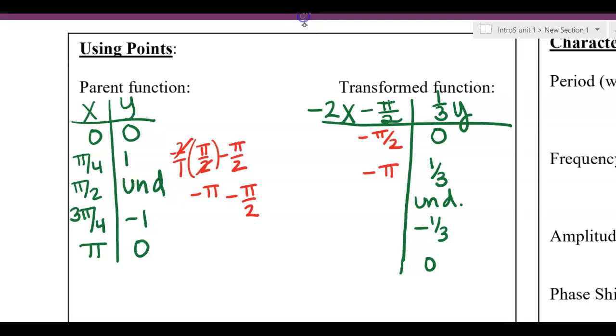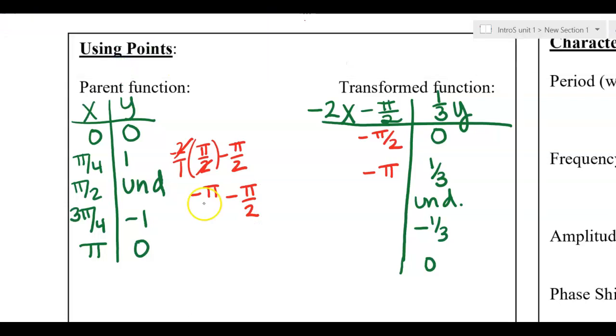But I want a common denominator. Okay, remember our pi currently has a 1 in the denominator, so if I want a common denominator, I'd multiply by 2, so I'd have negative 2 pi over 2 minus pi over 2. So that's a denominator of 2, and I have negative 2 pi minus 1 pi, so that's going to make negative 3 pi.